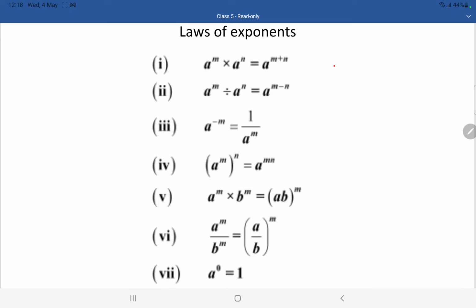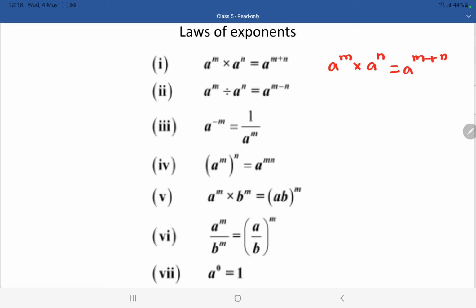So if you write a power m into a power n is equal to a power m plus n. Don't worry, I will explain these with examples also. Okay. As you see here, a is the base. Okay children. So when the base is the same for two exponents and they have different powers, if you see here, base a is there.